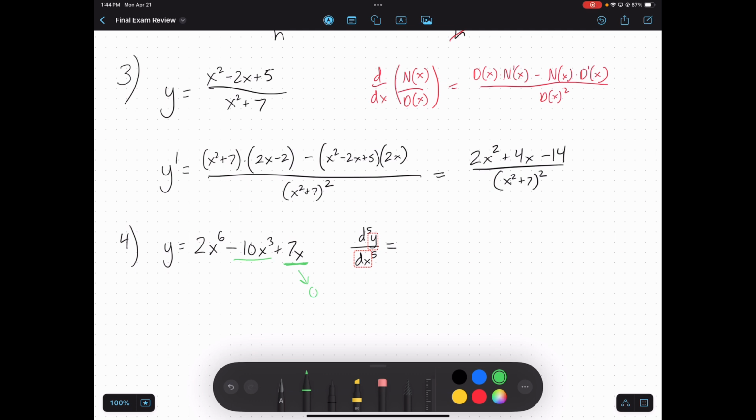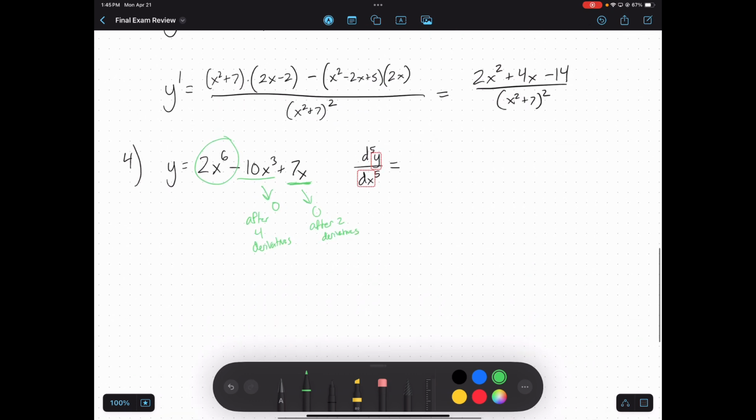This term? Yeah. After 3 derivatives, it becomes a constant, right? So then what about after 4 derivatives? 0. Also goes to 0. So that's also going to go to 0 after 4 derivatives. This one's only after 2 derivatives. So the only term I really need to worry about is this highest power term. Okay? So let's see what happens as I take the derivative of that.